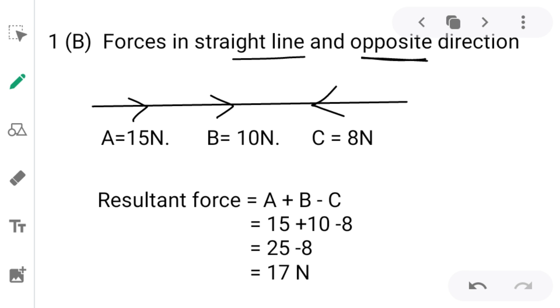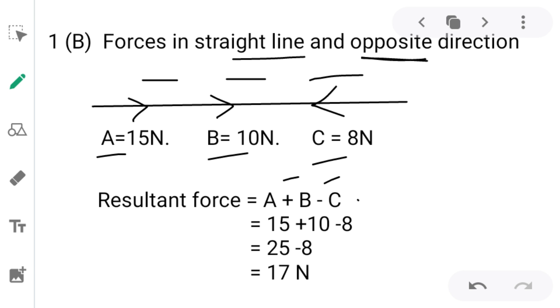The only change is opposite direction. You may observe in the diagram there are three forces A, B and C. A is 15 Newton, the arrow mark is towards right, and B is 10 Newton, arrow mark is towards right, and C is 8 Newton, the arrow mark is towards left. That means A and B are in the same direction, they become positive. That is A plus B, they will be added, and C is in the opposite direction to both A and B, so it has to be subtracted. Then resultant force will become A plus B minus C.